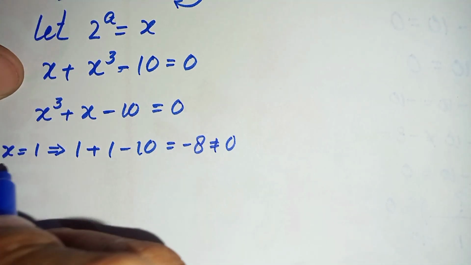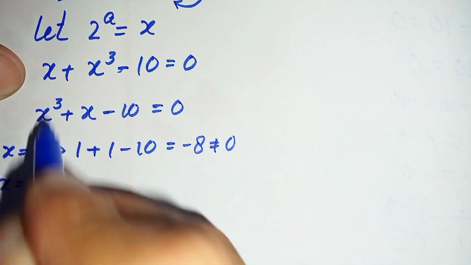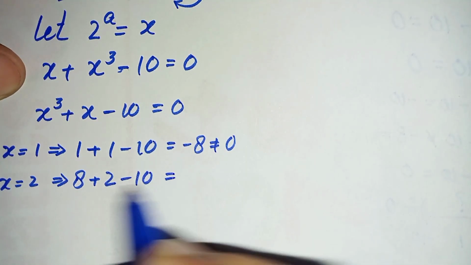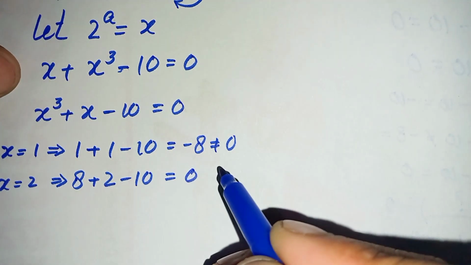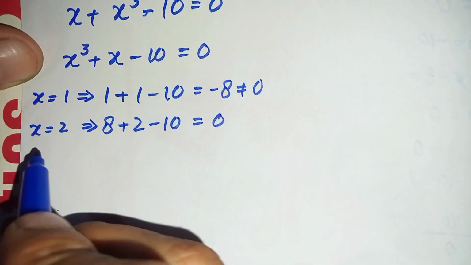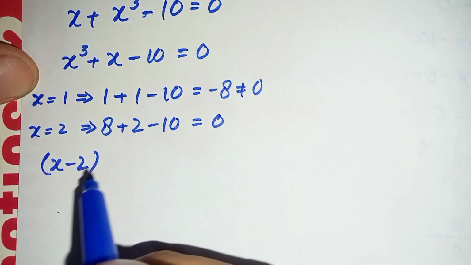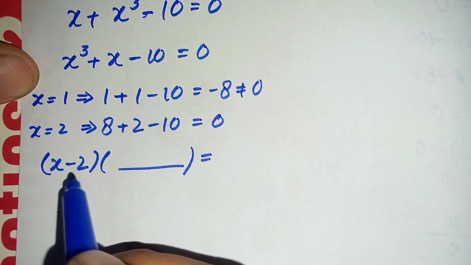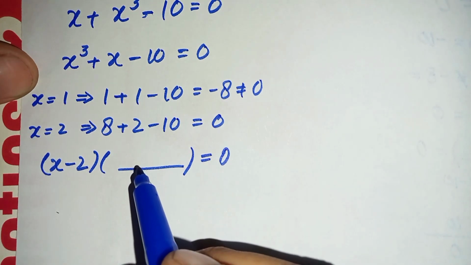Now here we will substitute x is equal to 2. So this will become 2 cube is 8 plus 2 minus 10. 8 plus 2 is 10, 10 minus 10 is 0. So it means that x minus 2 is the root and linear factor of this cubic equation. Since x minus 2 is the linear factor of this cubic equation, we will try to find another factor of this cubic equation whose product with this linear factor is this equation. So this factor will be a quadratic equation.